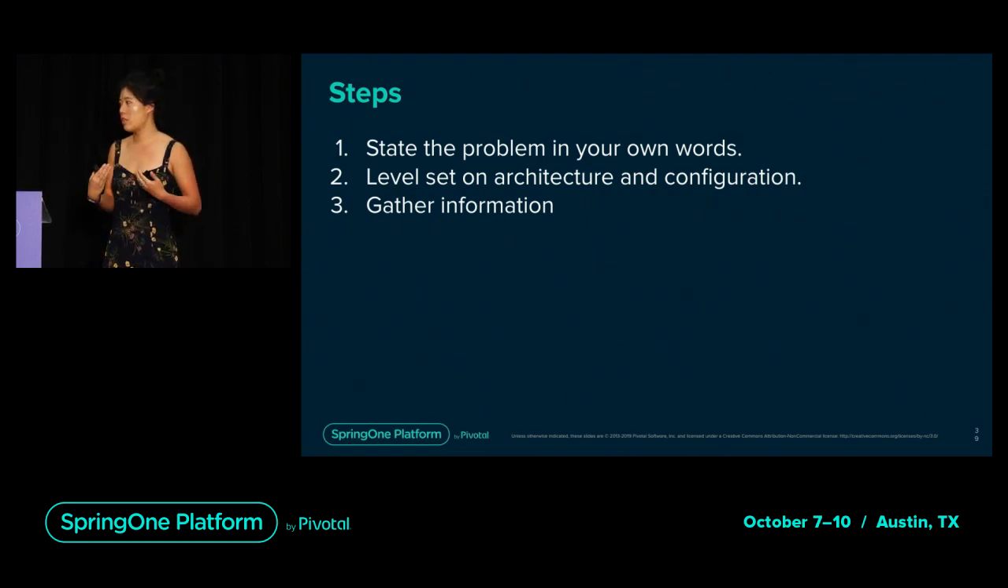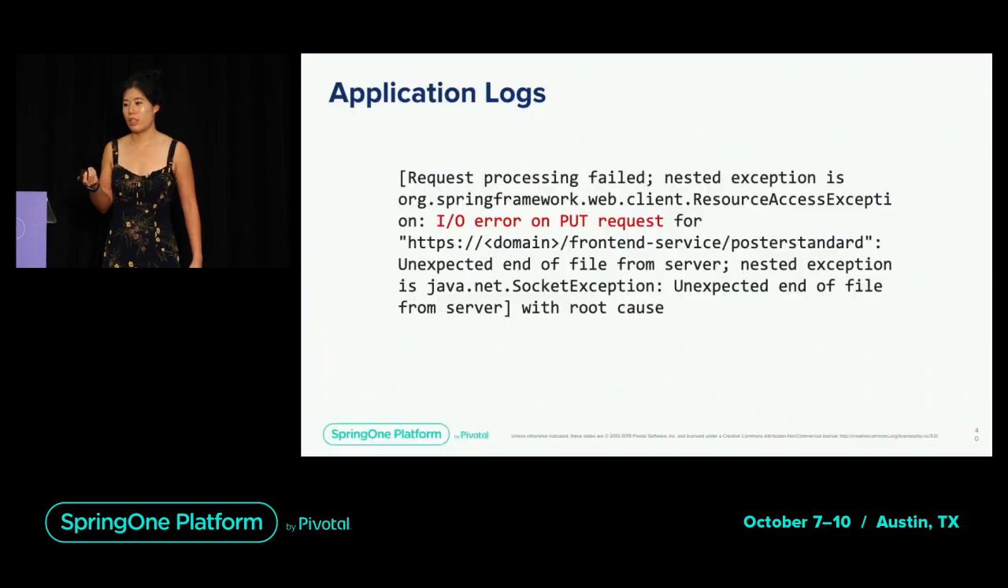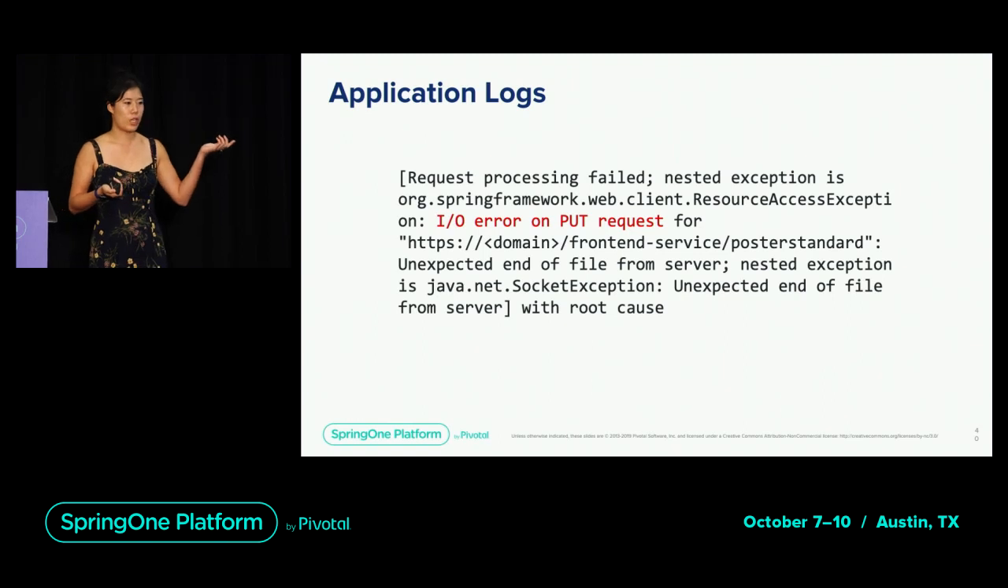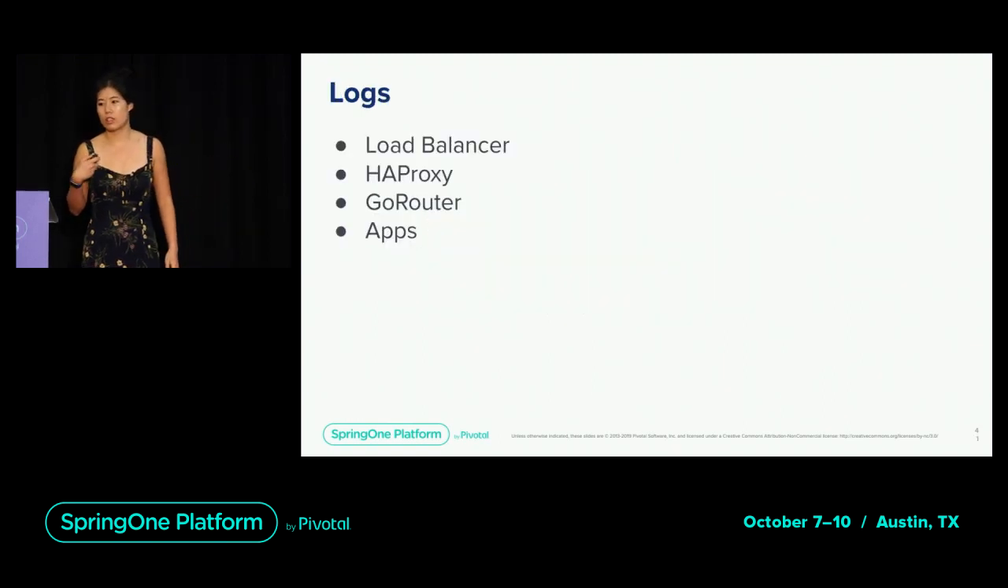So depending on the scenario and the issue, the problem statement, you might be more likely to gather some information than others. So in this case, the customer actually noticed the problem by looking at the application logs to begin with. They saw an IO error on the PUT request. And so as part of it, logs are generally a good place to start. And so in addition to gathering all the application logs, we also gathered the logs for the load balancer, HAProxy, and GoRouter.